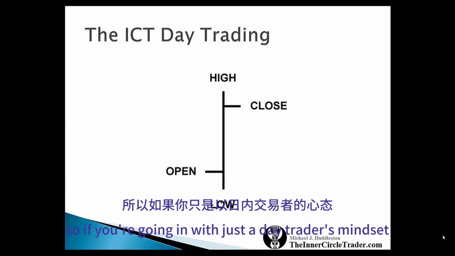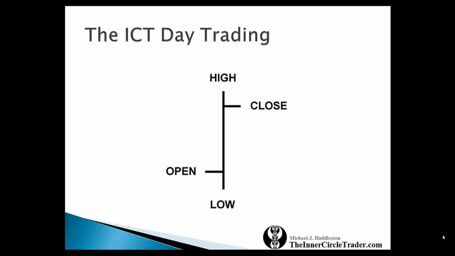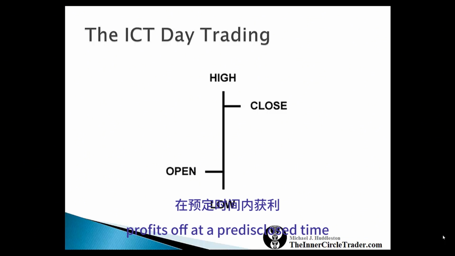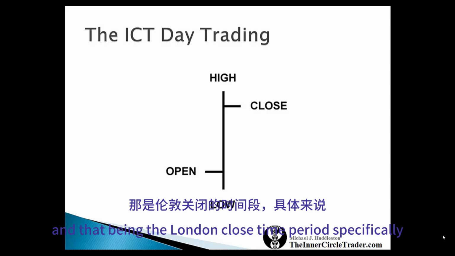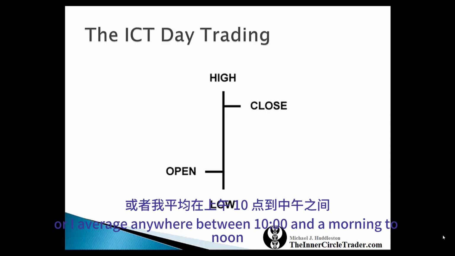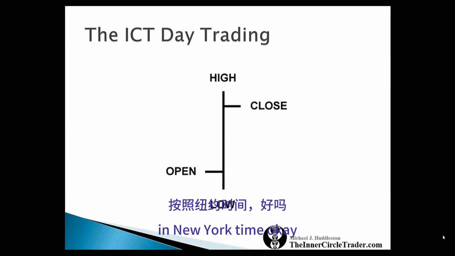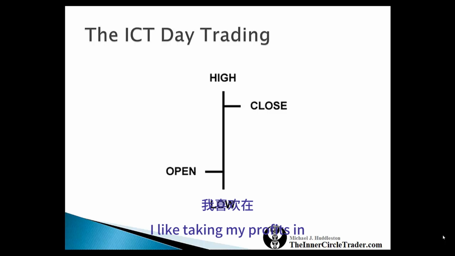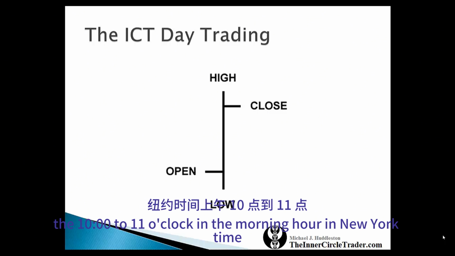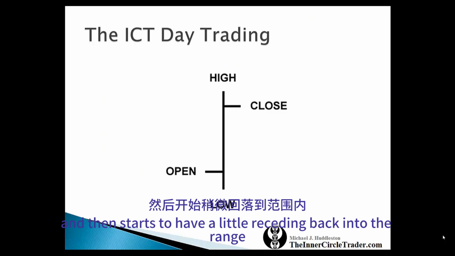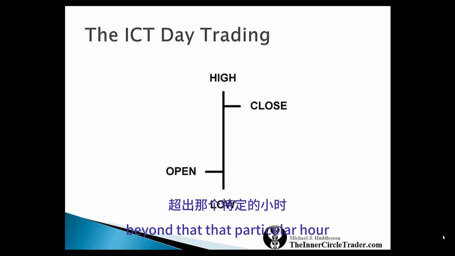So if you're going in with just a day trader's mindset, expect to take the lion's portion of your trade's profits off at a pre-disclosed time, and that being the London close time period, specifically the 1500 to 1600 GMT. Okay, or I average anywhere between 10 o'clock in the morning to noon in New York time. So that's kind of like the sweet spot. I like taking my profits in the 10 o'clock to 11 o'clock in the morning hour in New York time. To me, that's where the actual high or low forms and then starts to have a little receding back into the range beyond that particular hour.